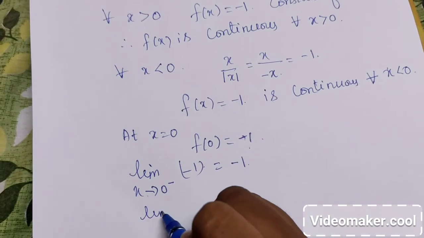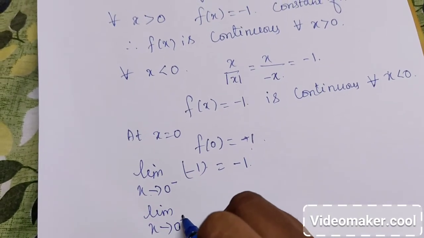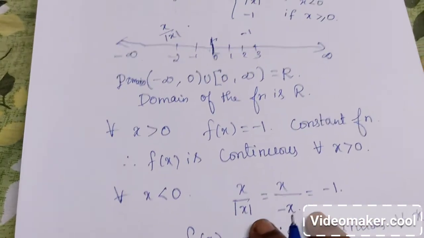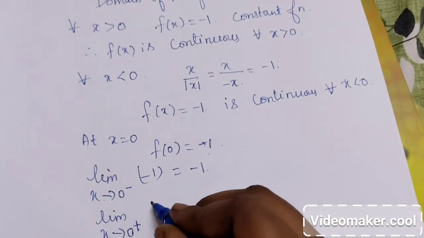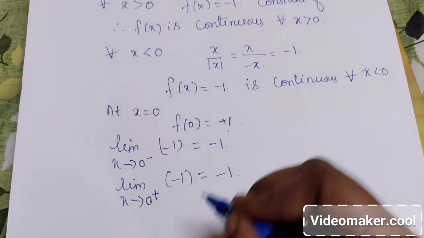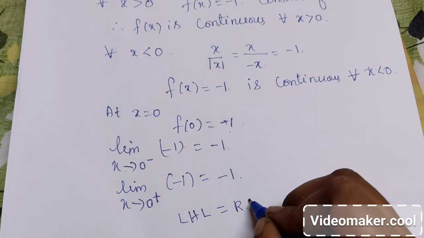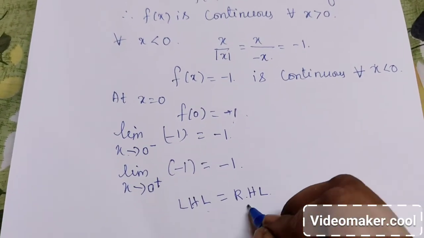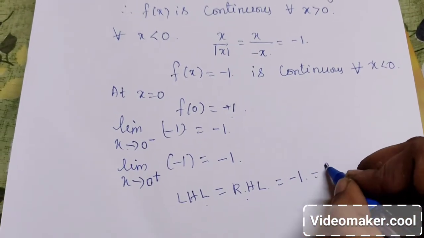Now we'll consider the right hand limit, as x tends to 0 from the right hand neighborhood. Again here the function is -1, which is constant, so again it is independent of x and we'll have -1. So here the left hand limit exists and the right hand limit exists. The limits are equal and that limit is equal to the functional value, that is f of 0.